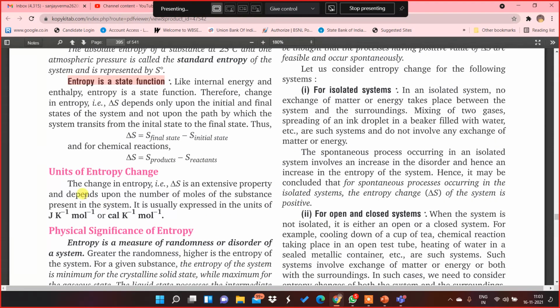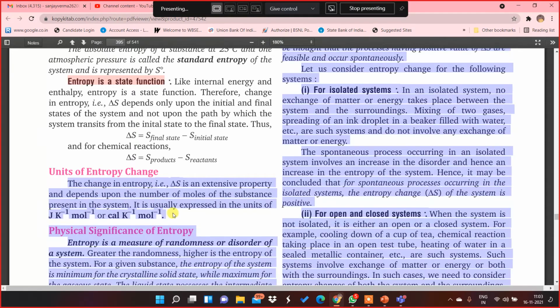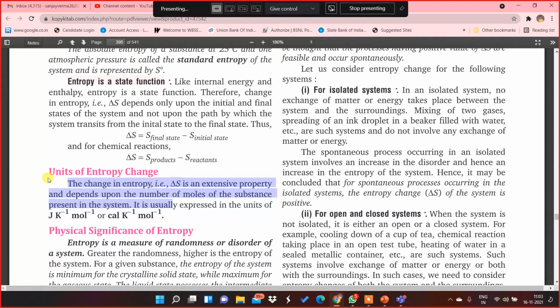Now, units of entropy. The change in entropy, that is delta S, is an extensive property. It depends upon the number of moles of the substance, which we have already discussed in the beginning of this chapter. So try to remember this. It becomes important. The change in entropy is an extensive property. Why? What is an extensive property? It is a property which depends upon the number of moles of the substance present in the system, and it is generally expressed in the units joules per Kelvin per mole or calories per Kelvin per mole.